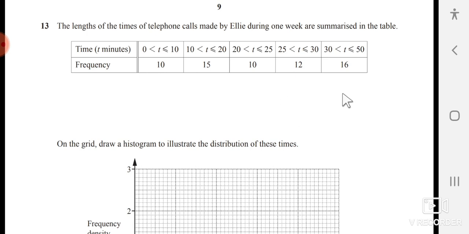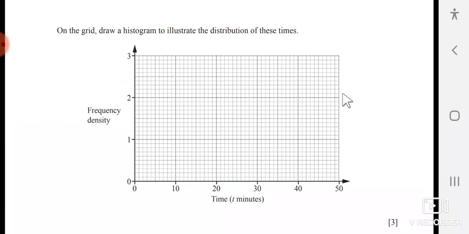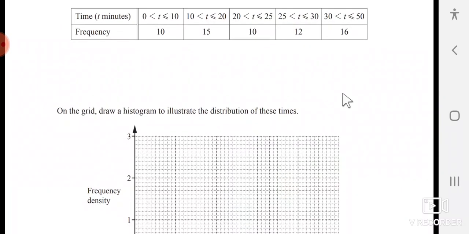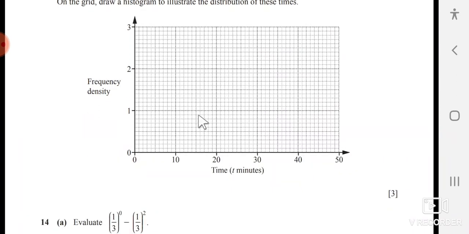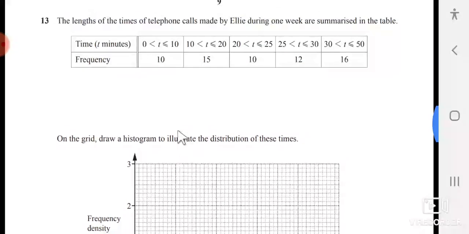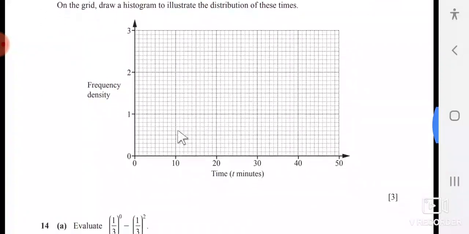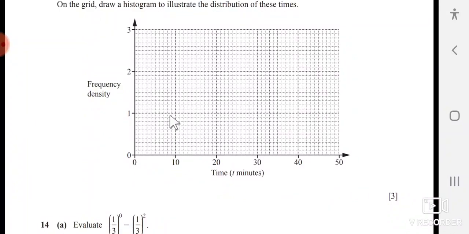Then you will plot this data. There you see the frequency density of the first interval is 1, so you will show that like this, and then same way for 15 over 10, 1.5. As the bars are always adjacent, there is no gap between them, so this way you can show the height of each interval and shade with your pencil.